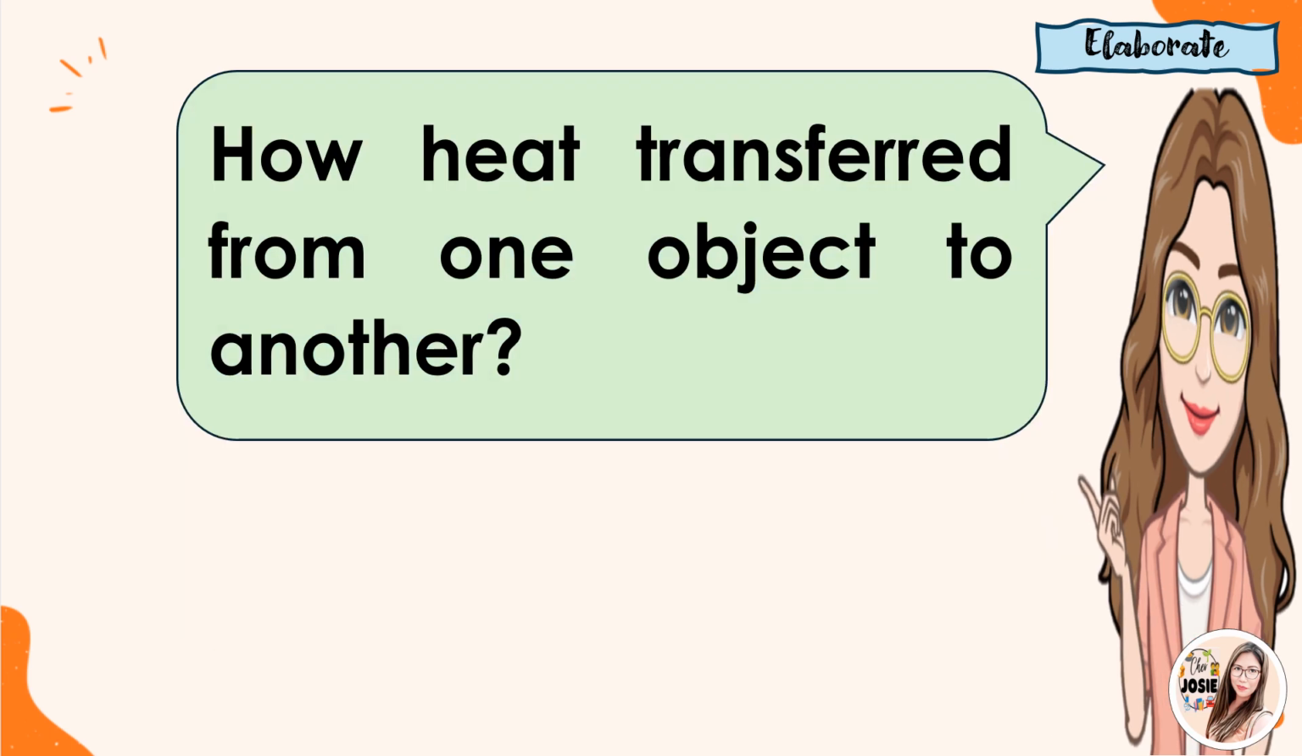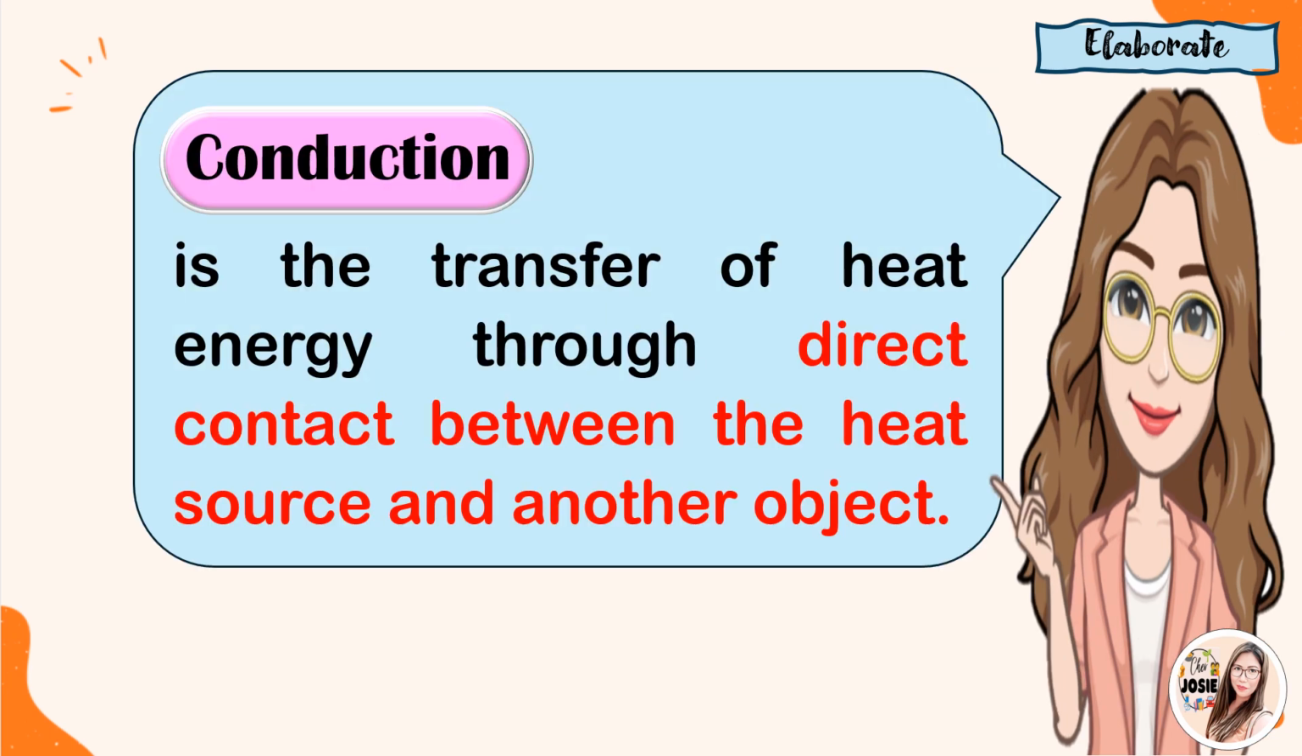How is heat transferred from one object to another? Very good, it is because of conduction. When we say conduction, it is the transfer of heat energy through direct contact between the heat source and another object.